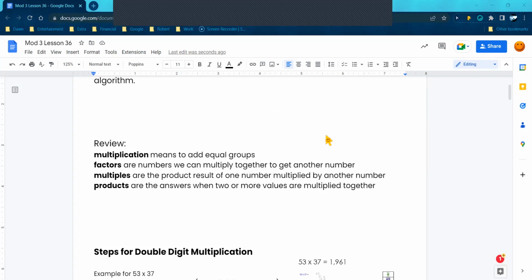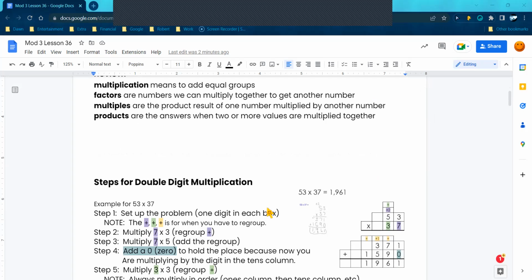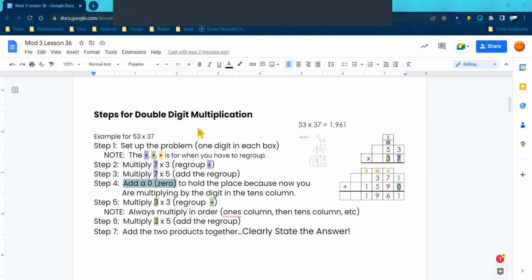Here are the vocabulary words. We have multiplication, factors, multiples, and products. These are the words we'll be using. We need to look at our steps for double-digit multiplication. Our example is 53 times 37.